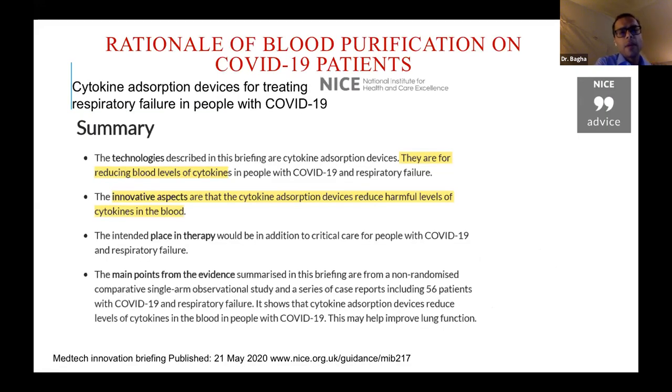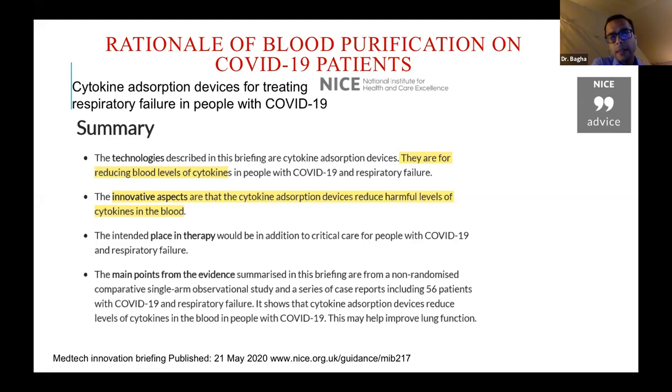So when you look at cytokine adsorption devices for treating respiratory failure in people with COVID-19, the summary of the paper from the NICE guidelines basically approved the use of cytokine adsorption. It says that the technologies described in this briefing are cytokine adsorption devices, therefore reducing blood levels of cytokines in people with COVID-19 and respiratory failure. It also stated that the innovative aspect is that cytokine adsorption devices reduce harmful levels of cytokines in the blood. The intended place in therapy would be in addition to critical care for people with COVID-19 and respiratory failure. So the NICE guidelines are actually endorsing hemoperfusion.